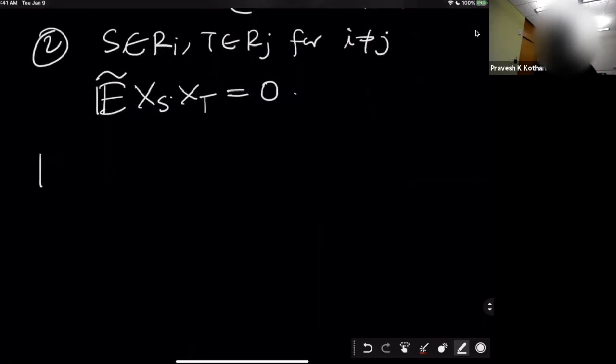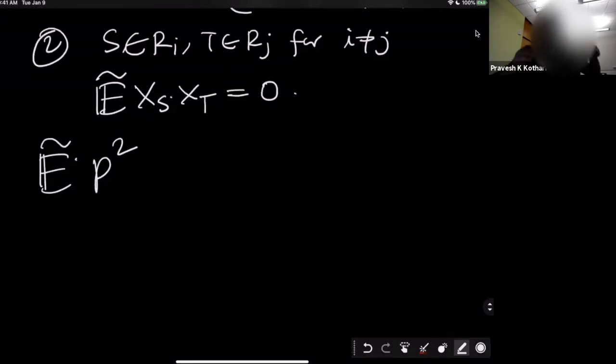So now, let's analyze what happens to p square. The way I'm going to look at this, p was a polynomial I'm trying to prove non-negativity of.